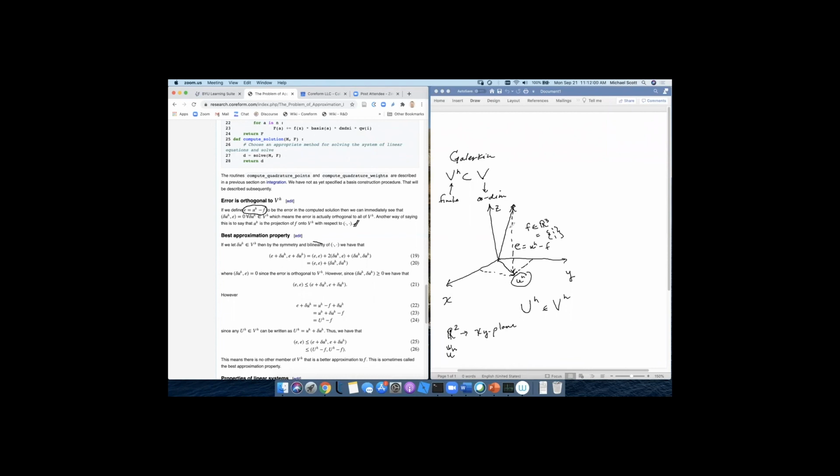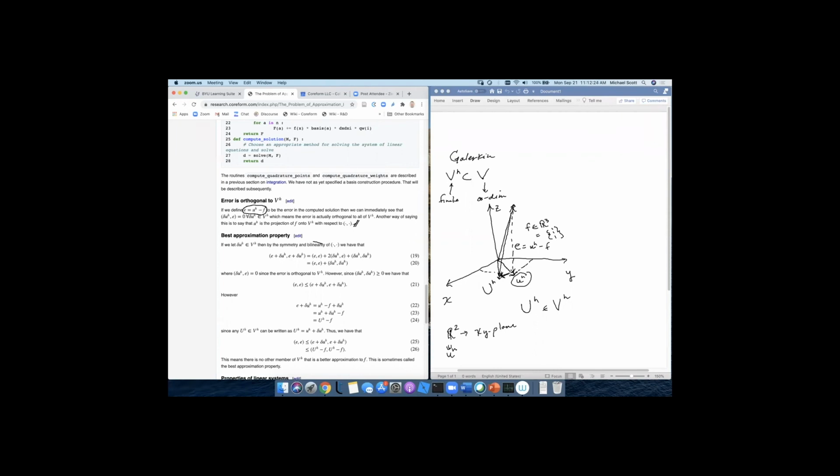And you can see in this example what that means. Let's say we computed some other guy, let's say this was big UH. What you notice here is that the error vector is going to have a component. Notice there's a component. See how there's a component in the XY plane?